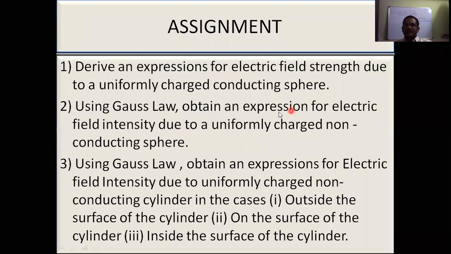From this, the expected questions are: derive an expression for electric field strength due to a uniformly charged conducting sphere. Or the second question, using Gauss's law, obtain an expression for electric field intensity due to a uniformly charged non-conducting sphere. This is also a volume charge distribution. This question we will discuss in the next class. These are the very important questions.